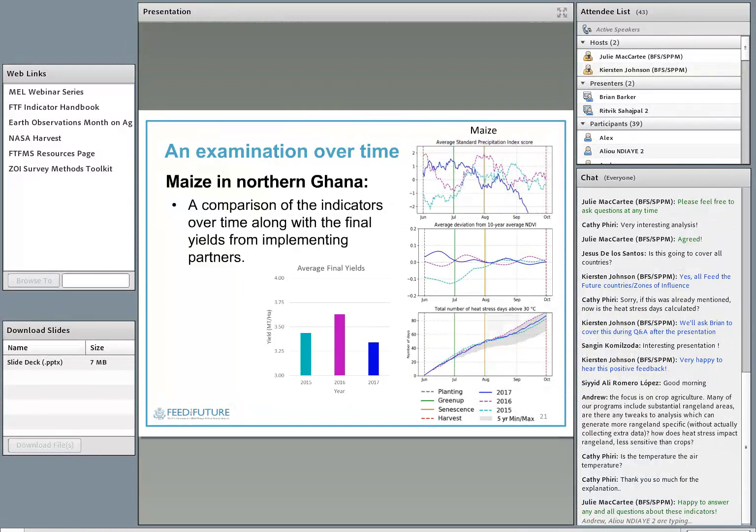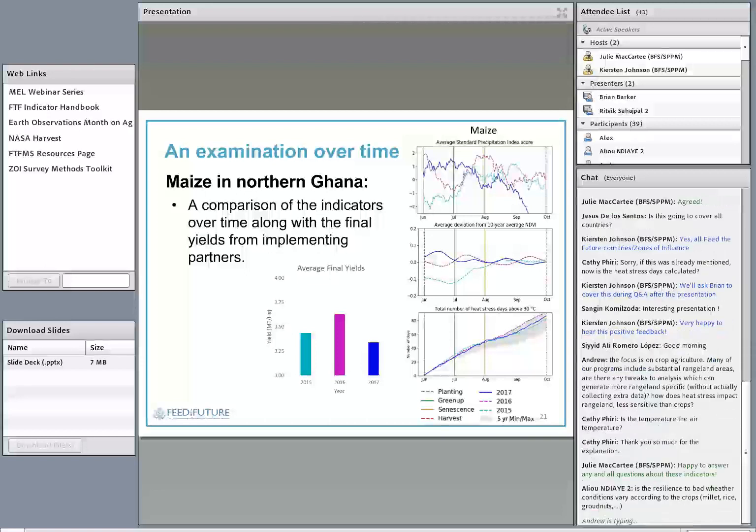Now, if you want to do more of an examination over time, comparing year on year, you're going to see, in this case, we're looking at actual yield information from our implementing partners in the field. They're looking at Ghana particularly. This is an average final yield over all the zones of influence in Ghana. Now, in Ghana, majority of the zones of influence happen to be in North Ghana. So in this case, we're looking at precipitation, NDVI, and heat stress days in northern Ghana.